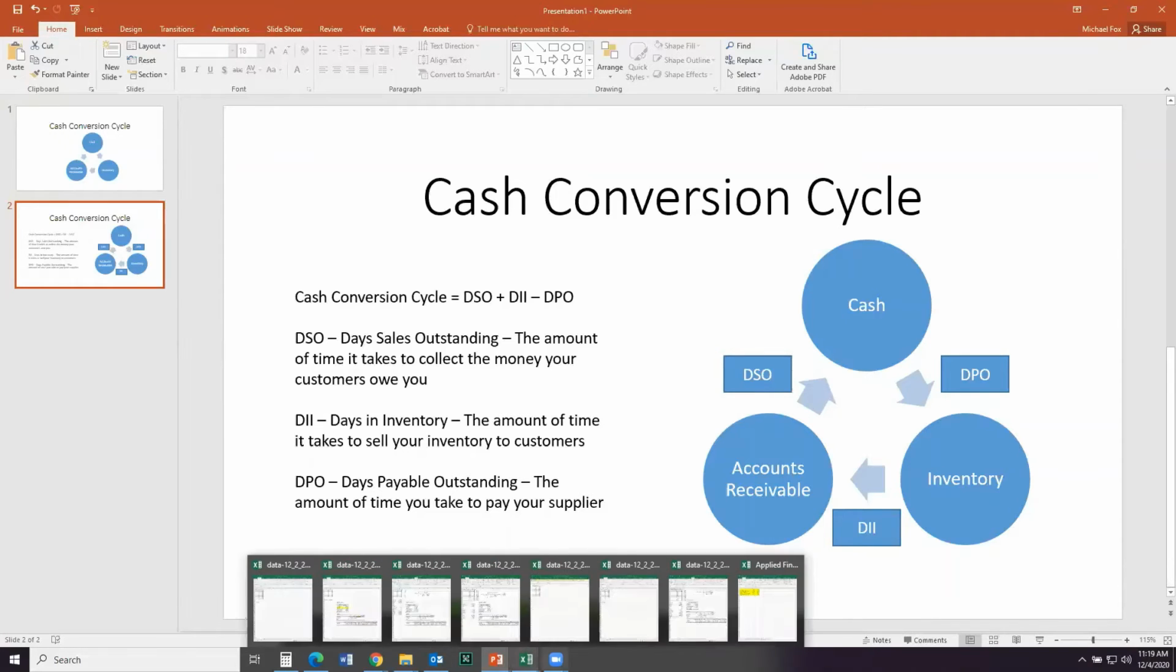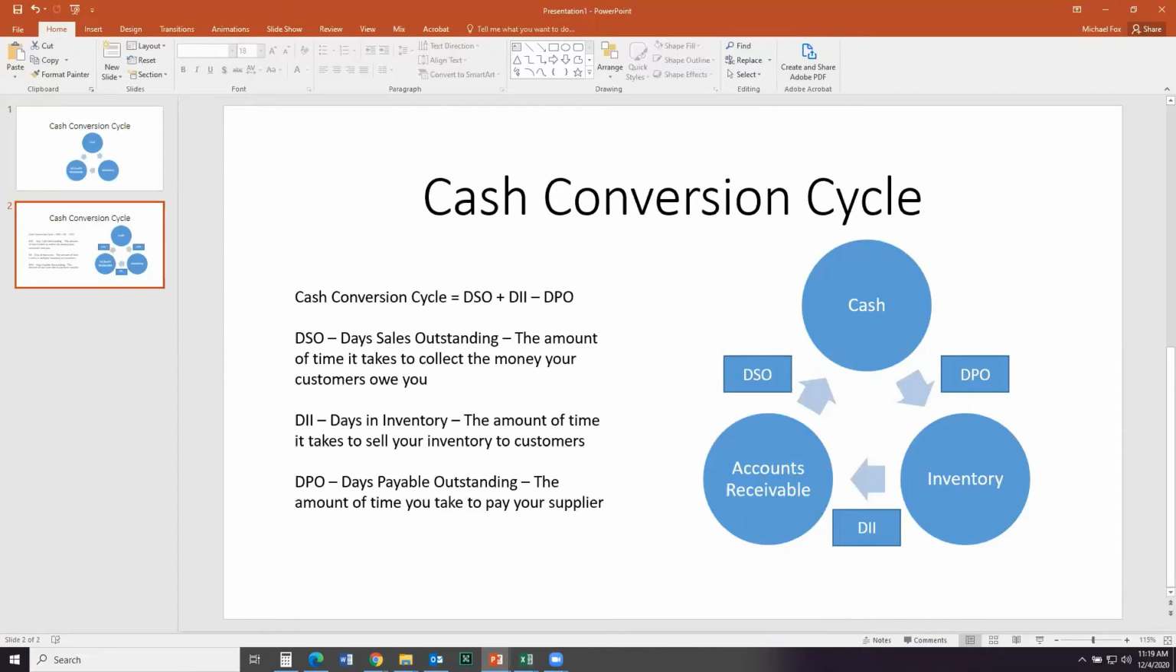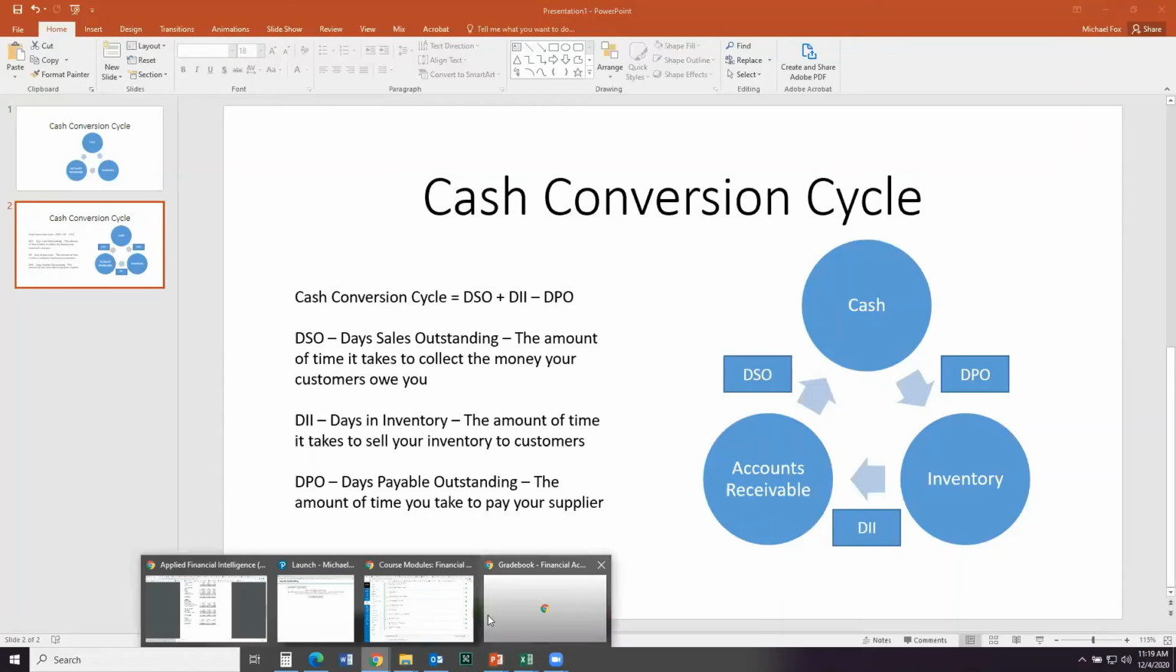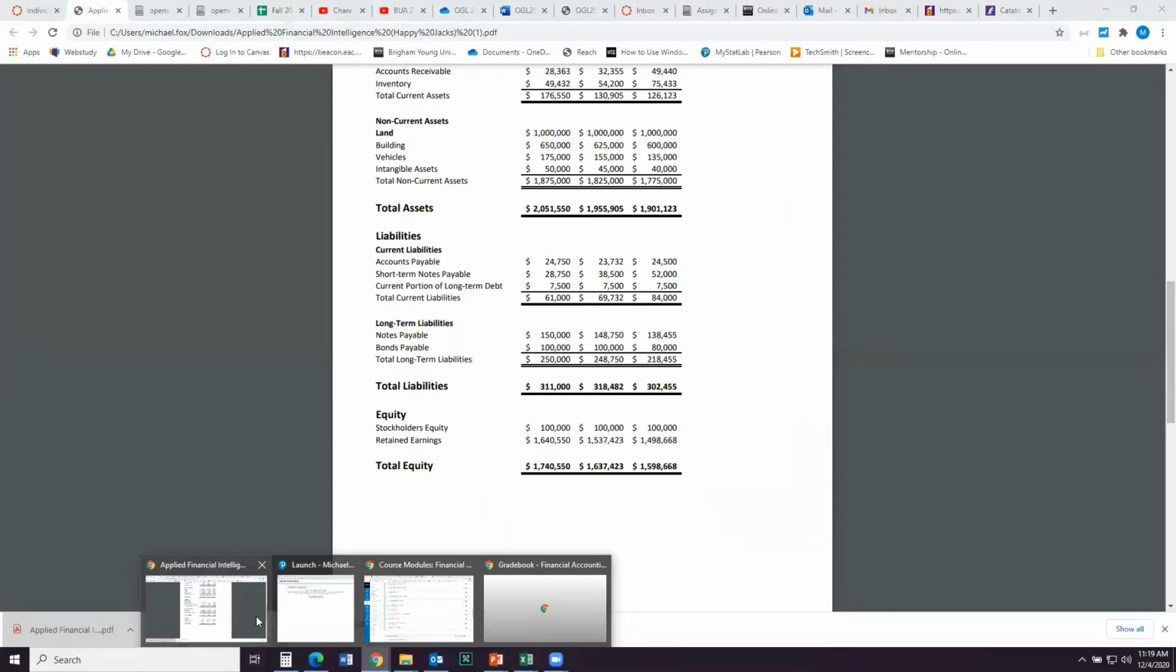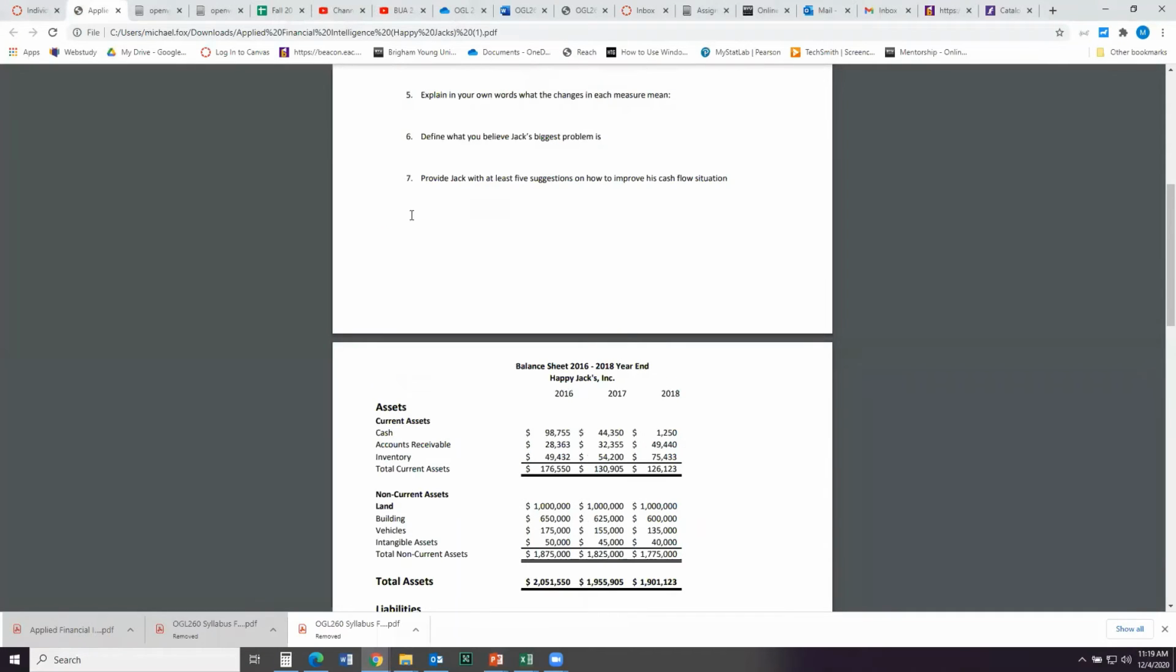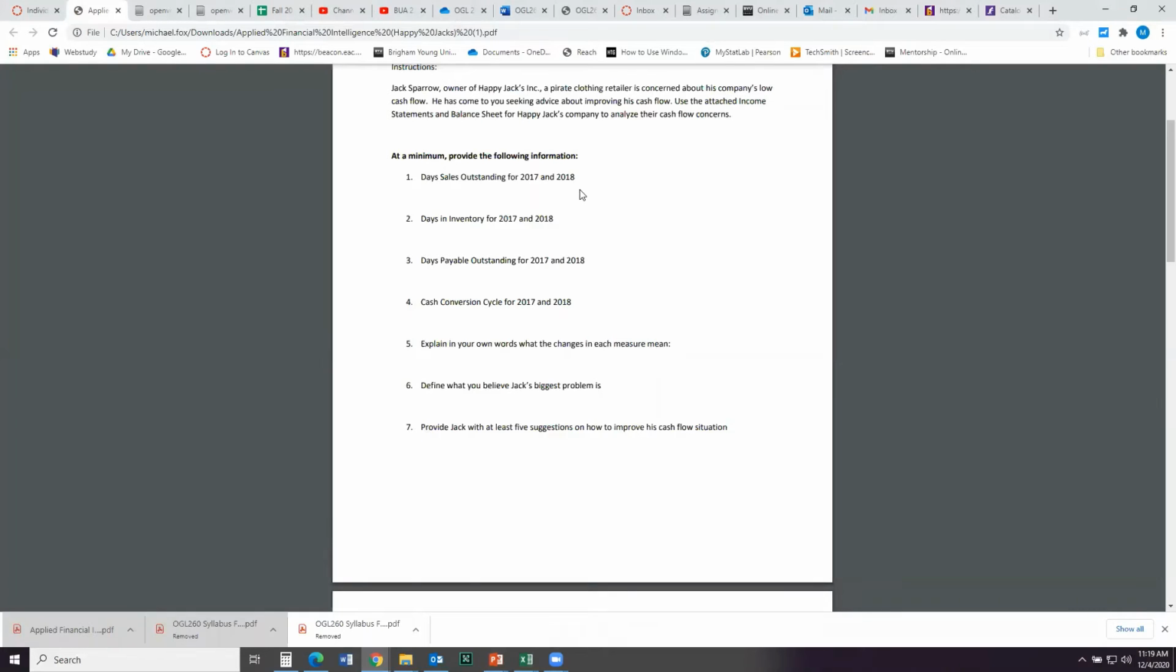Okay, so let's go back to our, where was that at? I think it was here. All right. So we successfully completed the first part: days sales outstanding, days in inventory, days payable, and then the cash conversion cycle. That was on my Excel spreadsheet. I think I explained in my own words what the changes in each measure mean. Anybody have any questions about that?